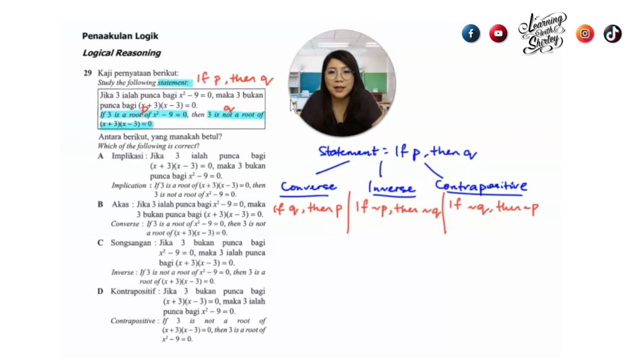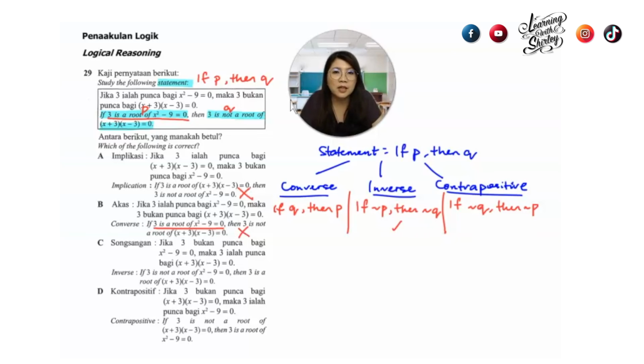For A, implication: if 3 is a root of (x plus 3)(x minus 3) equals 0, then 3 is not a root of x squared minus 9 equals 0. So this is not the answer. B, converse. Converse is if Q then P. If you see the question, if 3 is a root of x squared minus 9 equals 0, it should be the Q first, right? You have to mention Q first. So this one is incorrect.